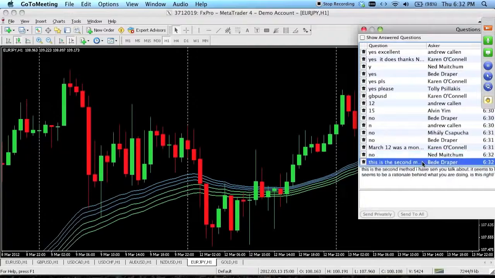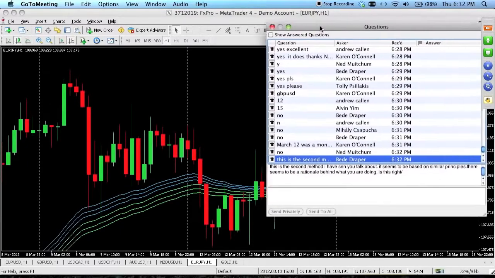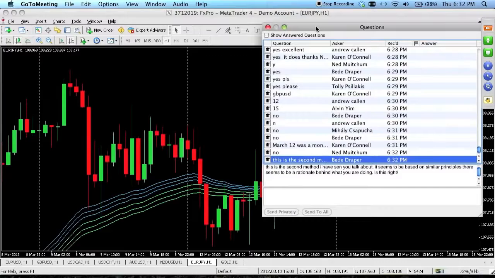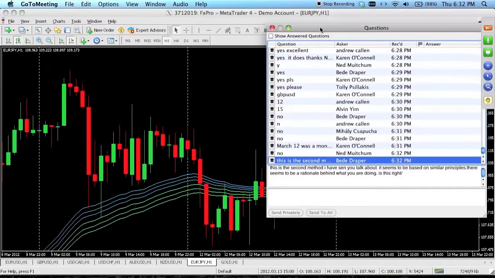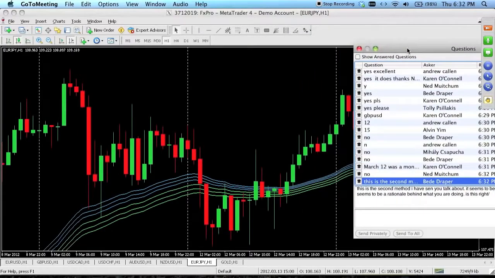Bede, this is the second method I have seen you talking about. It seems based on similar principles. There seems to be a rationale behind what you are doing. Is this right? Yes. I always try to bring out the point of seeing the market as a whole, rather than trading one pair at a time, adding a million indicators on it, trying to find the golden trail. It's not going to work.